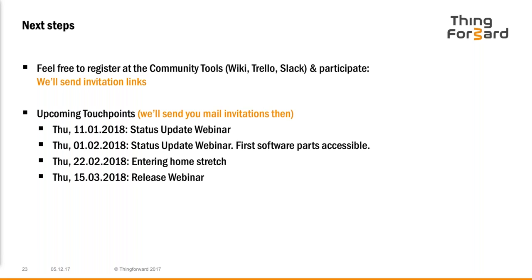The upcoming touch points, and we'll send you mail invitations then, is every Thursday. It's the 11th of January. So the first sprint ends just a few days before Christmas, and probably everybody is in the Christmas shopping rush. So we thought, no, don't do this before Christmas. Shift this to January. So it's the 11th of January with the first status update webinar, and then the 1st of February. And that's also the date where first software parts will be accessible, and we can give out install versions of the ioRaptor for you guys to try out.